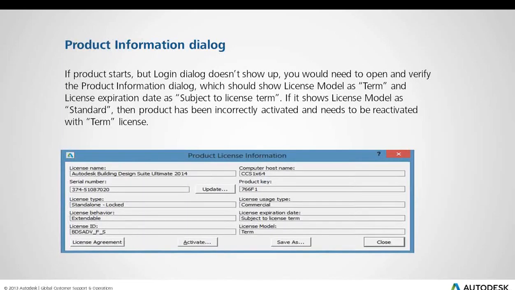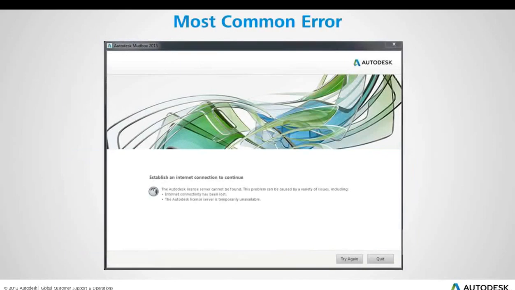So you'd have to do an uninstall and a reinstall, or click on update there for the serial number and change it to your desktop subscription serial number to continue with your term license at that point.